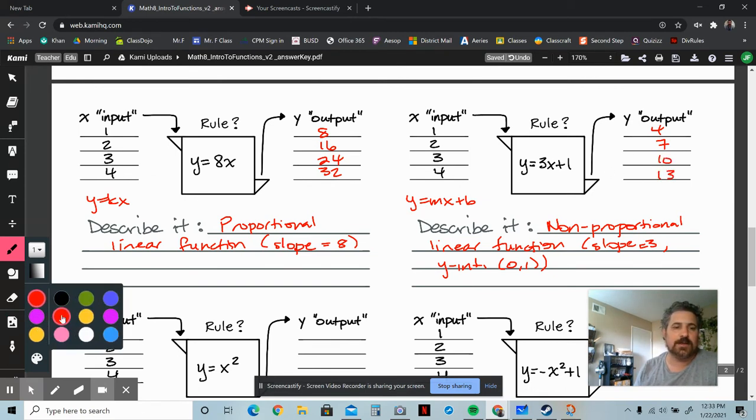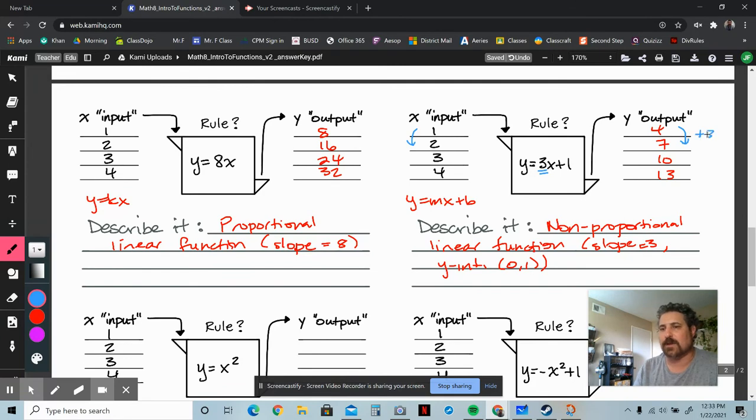I want you guys to notice that when we think about the slope, right, it's easily detected and found by looking at the change in y over the change in x. Notice that from 4 to 7 is plus 3. From 1 to 2 is plus 1. The ratio of growth, the slope, is change in y over change in x, 3 over 1. That is your multiplier, 3. Notice it stays the same throughout the entire table. Every time you increase the output by 3, you increase the input by 1.